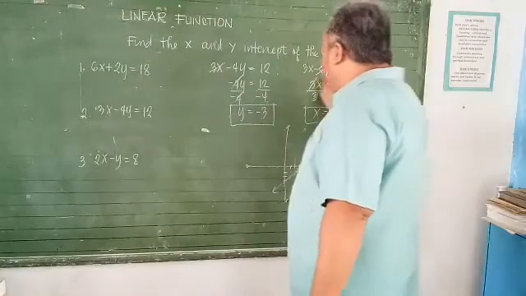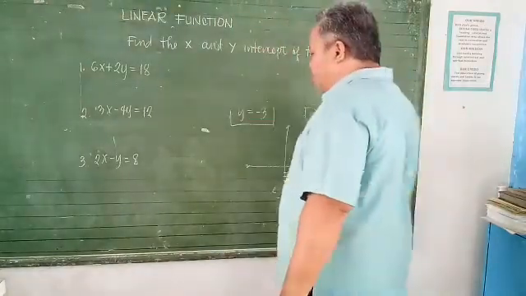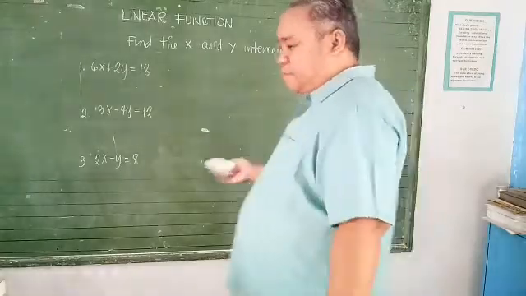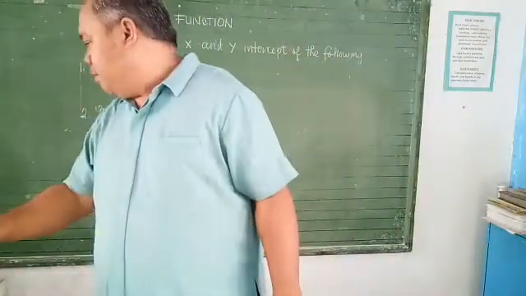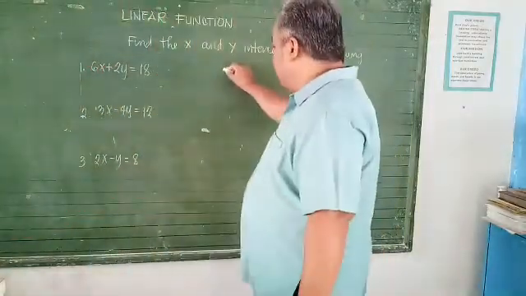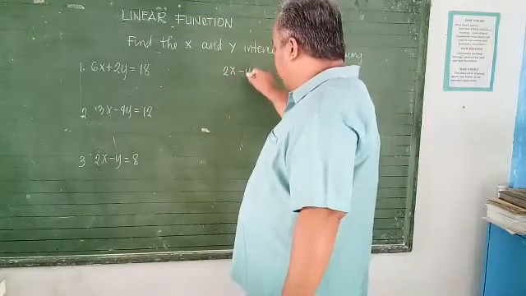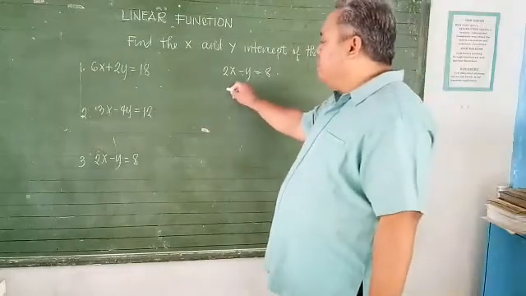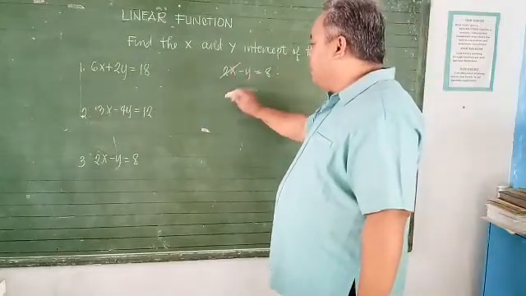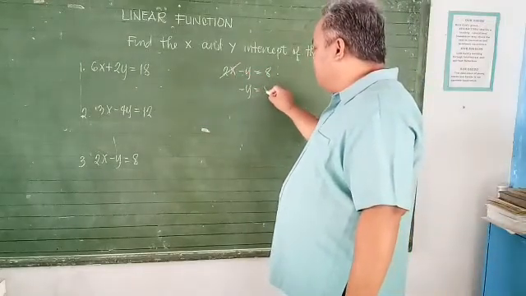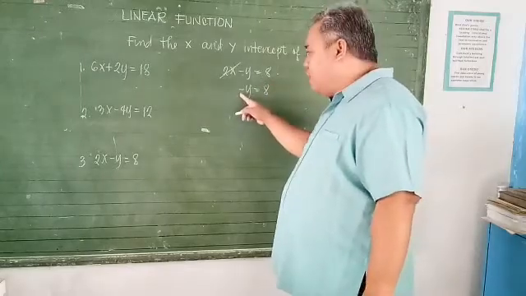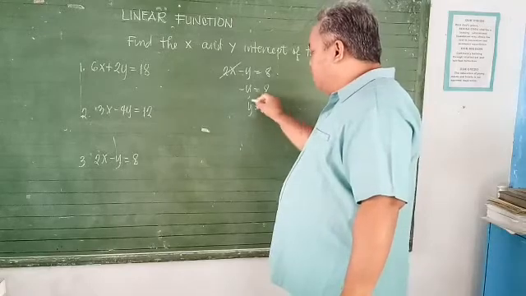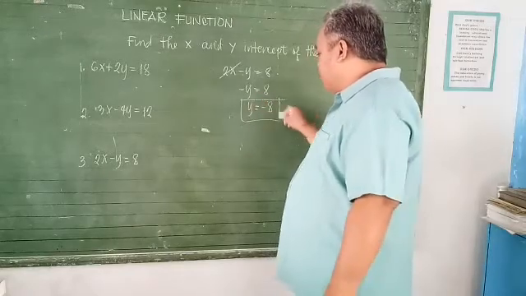Now, let us go to example number 3. So we have here 2x minus y is equals to 8. Again, solve for y-intercept. So cancel mo yung 2x dyan, magiging negative y is equals to 8. Kasi hindi pwede maging negative yung y dyan, ililipat yung sign sa kabila. So y is equals to negative 8. So that will be your y-intercept.